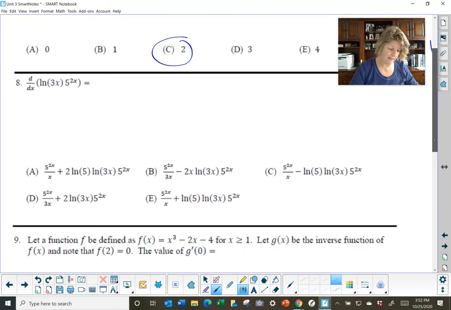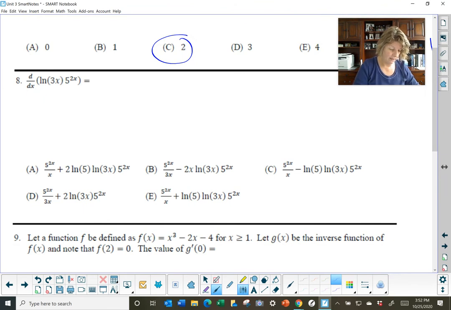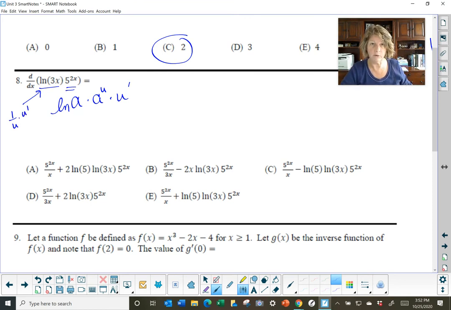Number 8 is going to be product rule. Oh, it's got some fun functions there, right? What is the pattern for 5 raised to the 2x? Well, it's natural log of a times a to the u times chain rule u prime. What's the derivative of a natural log of u? It's 1 over u times u prime. And then you've got to work through product rule, f prime g plus g prime f. For 8, the answer does turn out to be A.